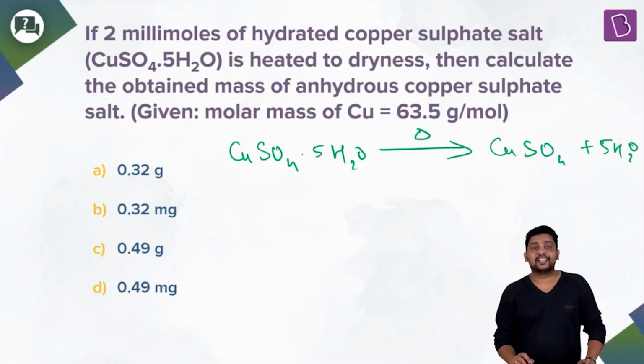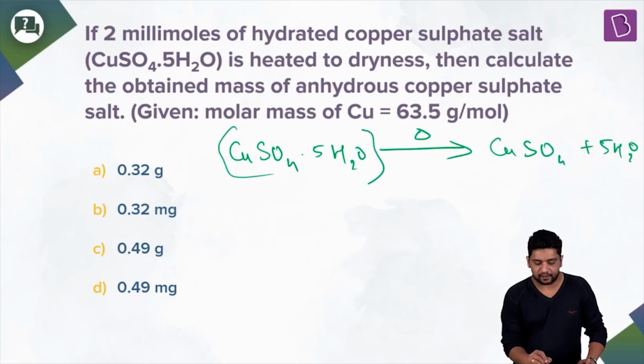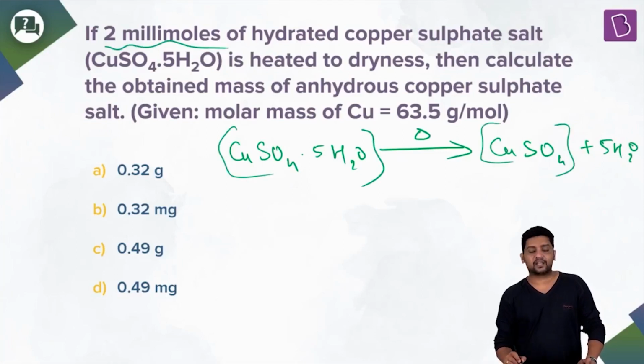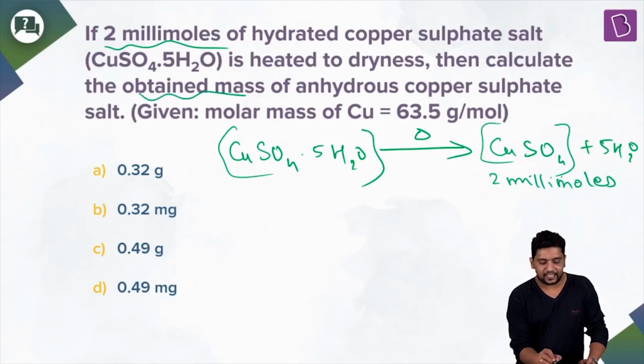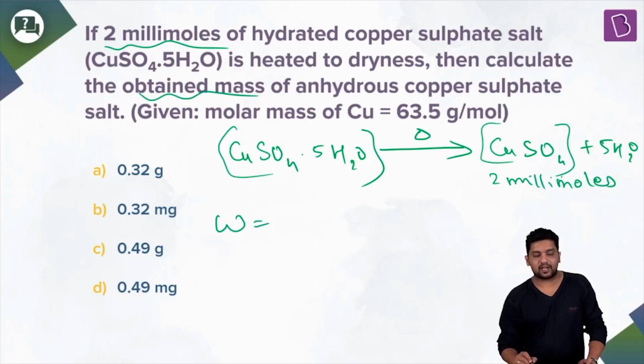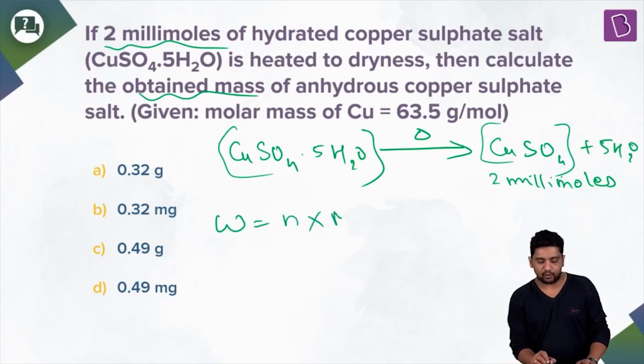Now think about this: 1 mole of this gives me 1 mole of copper sulfate, right? So if I had 2 millimoles of hydrated copper sulfate, obviously I'm going to get 2 millimoles of anhydrous copper sulfate also. So I have CuSO4, of which I have 2 millimoles. I need the obtained mass. So what can you say about the mass or weight of the sample? Weight will be equal to number of moles into molar mass, right?